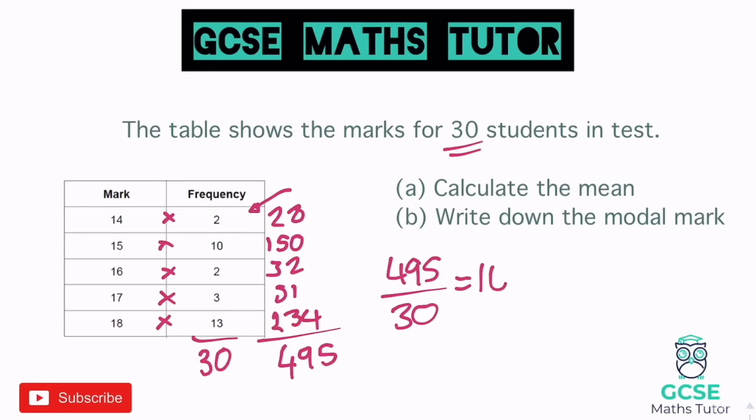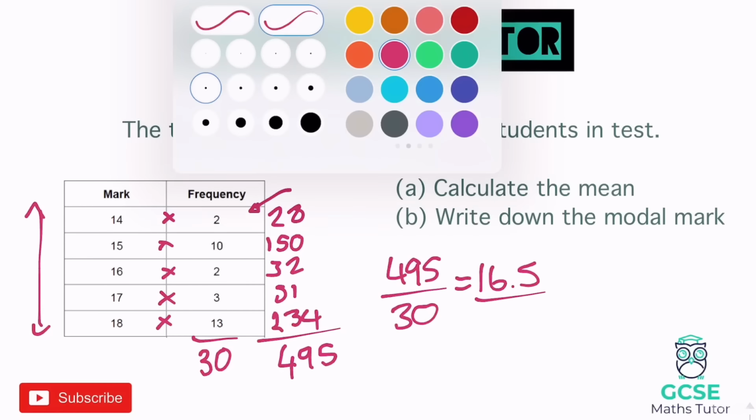And don't forget, your answer has to fall in between the range here, which is between 14 and 18, so 16.5 is within that. It makes sense, we're happy with that. Now part B says to find the modal mark.